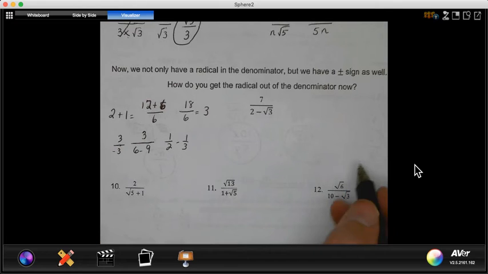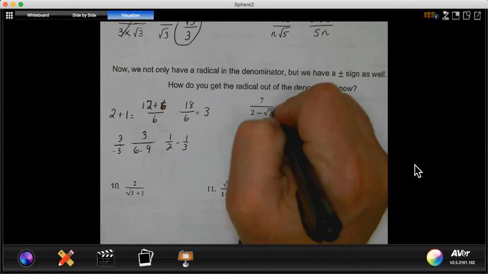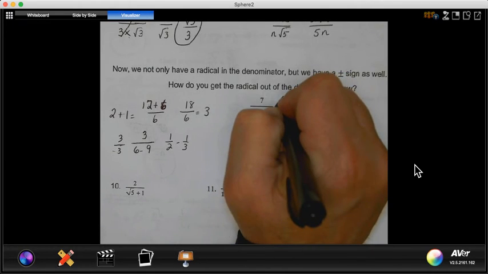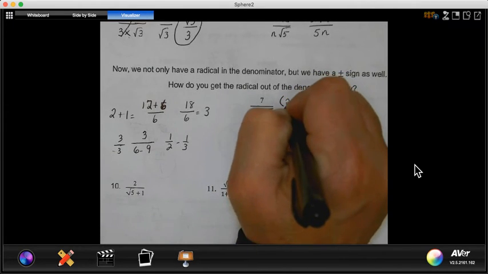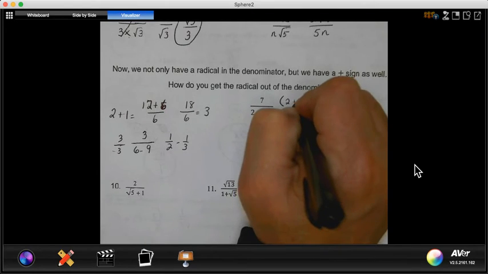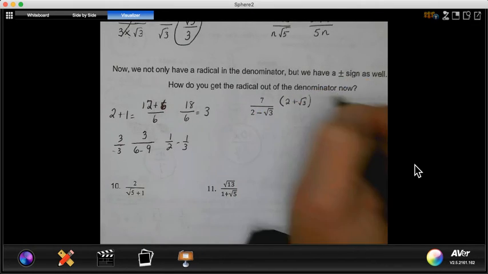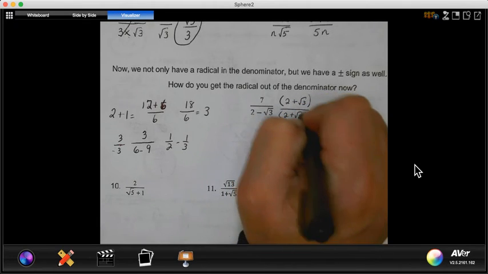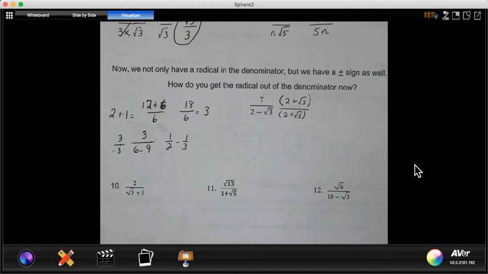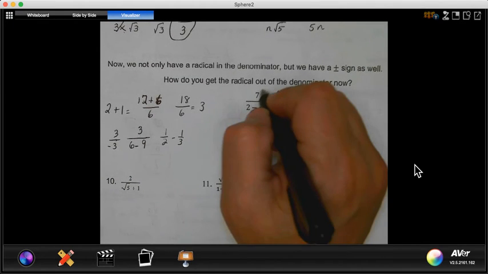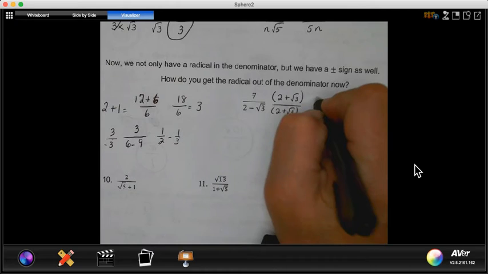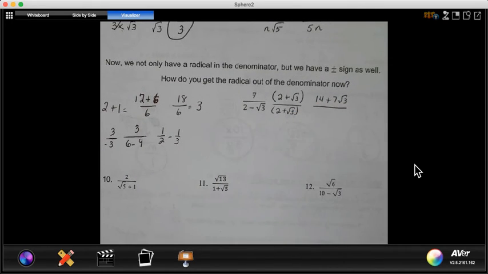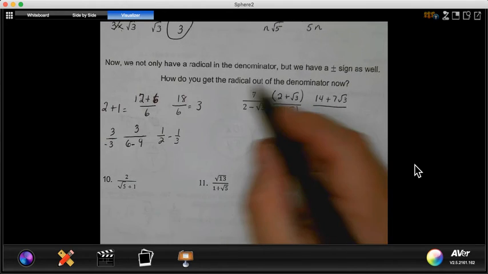So the trick is, what you do is you move the bottom to the top, but you change the sign. So instead of 2 minus root 3, we're going to do 2 plus root 3. And then in the bottom over here, we're going to do 2 plus root 3. And now we've got to multiply them together. In the numerator, I've got 7 times that. So that's 14 plus 7 root 3. I just did the distributive property. We taught you how to multiply in day 1.